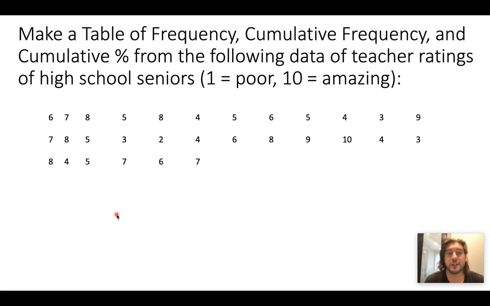We left off from part one with this practice problem. You were supposed to take these data and make your own frequency table with a frequency, cumulative frequency, and cumulative percentage columns. So if we remember, these data are teacher ratings of high school seniors, such that 1 equals a rating of poor and 10 equals a rating of amazing.